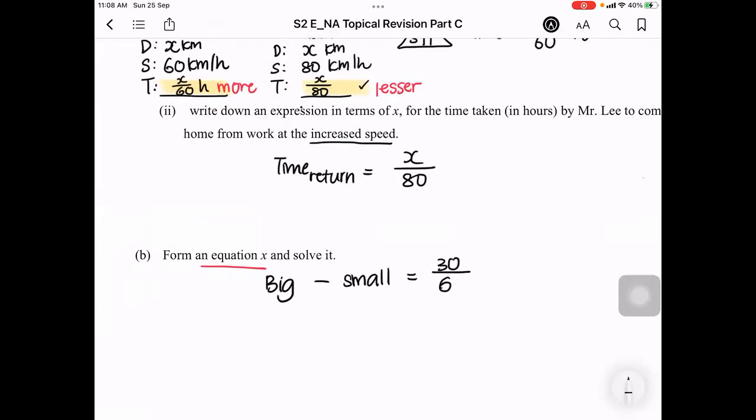I change the 30 minutes to 30 over 60 of an hour. So which one is the bigger, the longer timing? The x over 60. Which one is the shorter timing? The x over 80. Minus, equals to this one, 30 over 60. Okay, so they want us to form an equation and solve it.